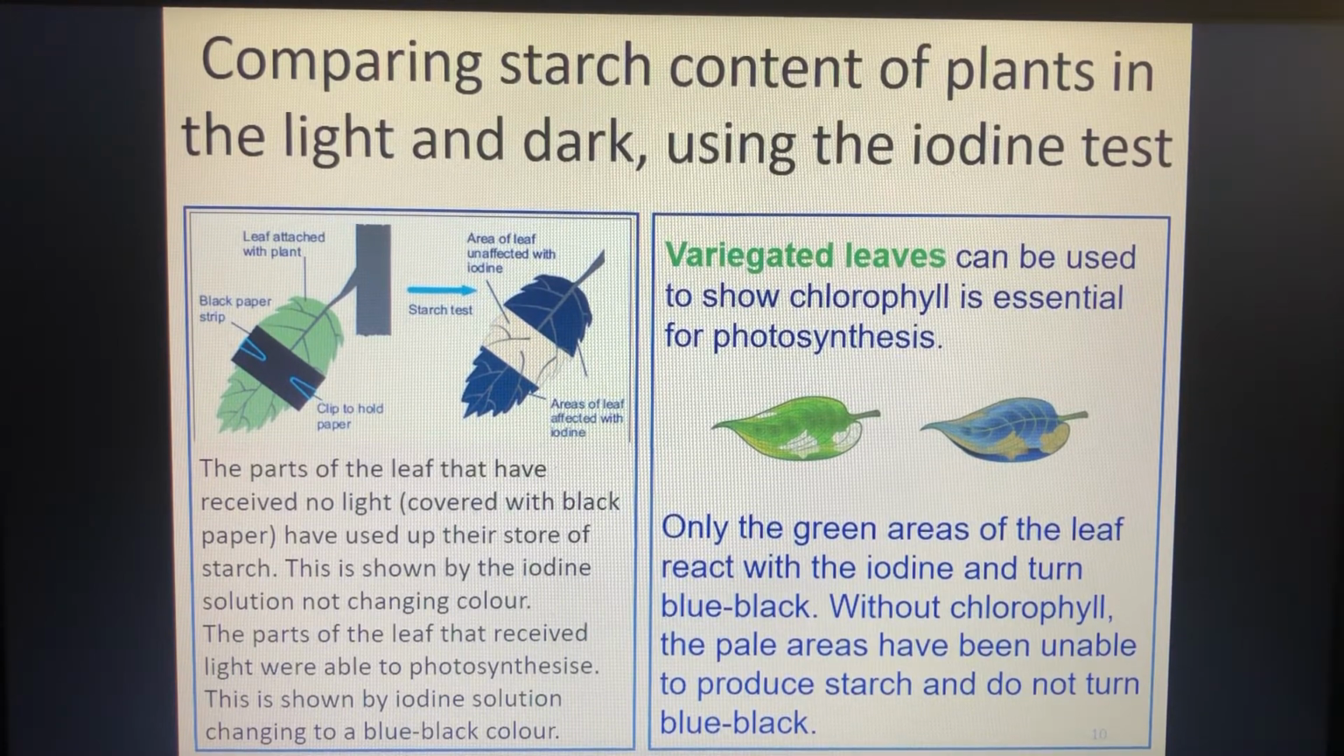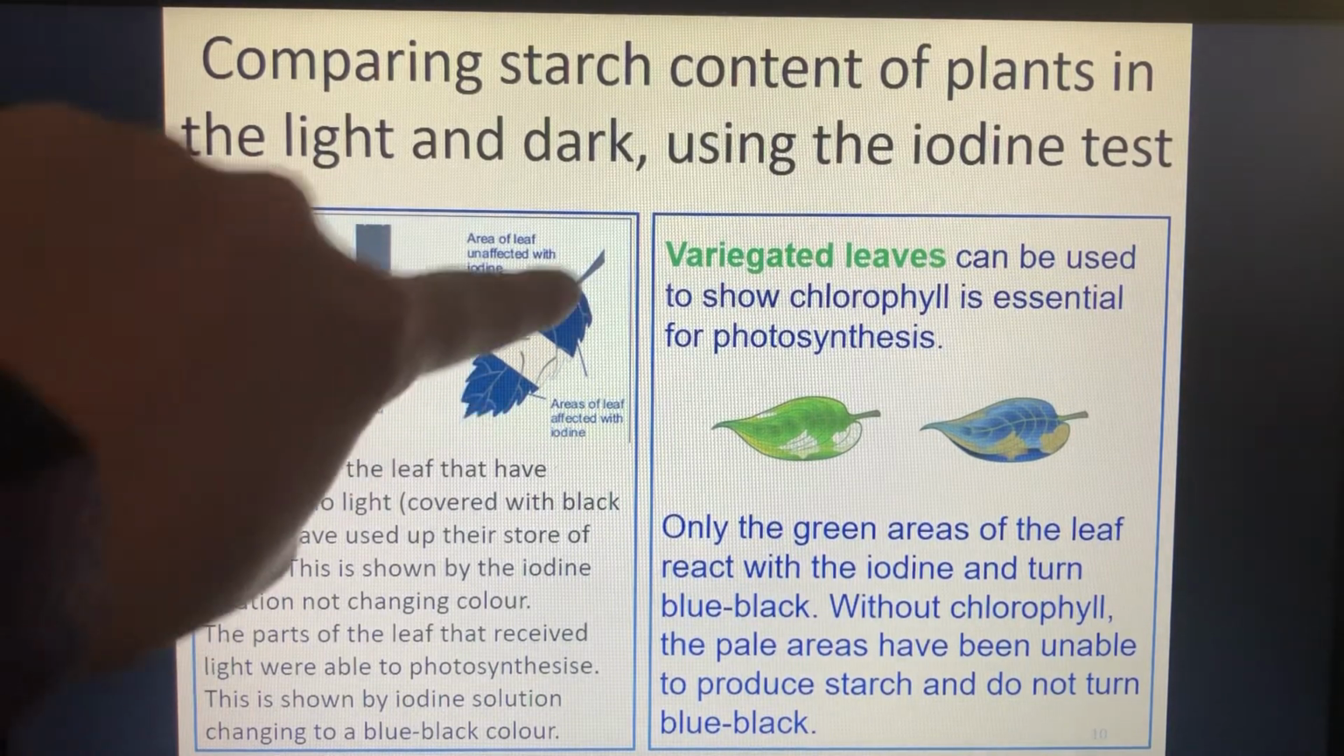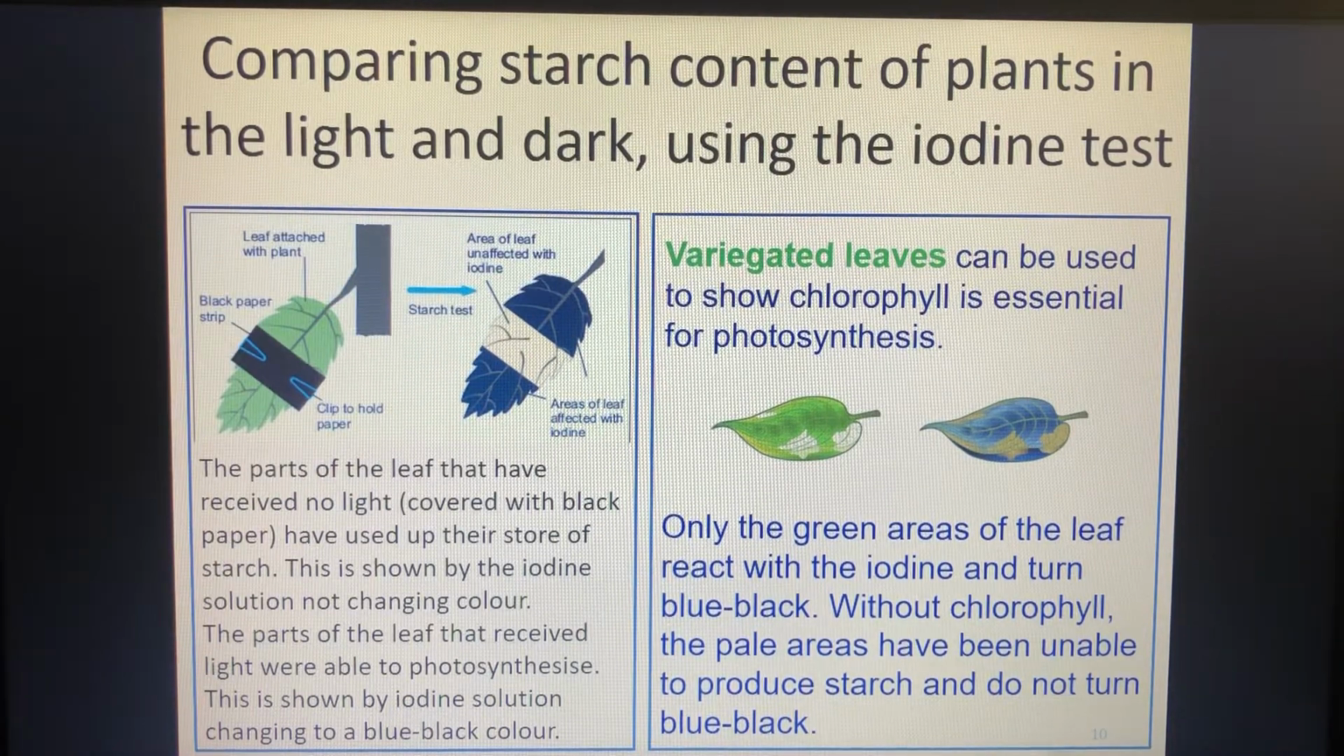Now, on this picture here on the left, they've done something quite similar. They've taken the leaf, and rather than putting the whole plant in the dark or in the light, they've just covered up part of the leaf, okay? And it is actually enough, and it does work, whereby that part of the leaf breaks down its starch, whereas starch still remains in the parts of the leaf where photosynthesis has been able to take place.